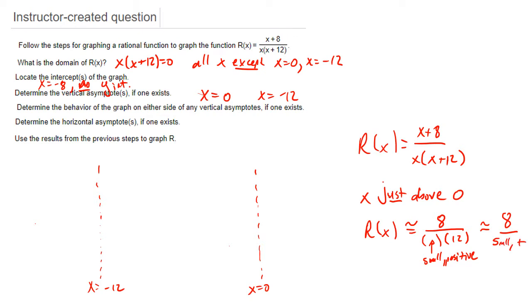But it's still positive. I have a positive number times 12. And 8 divided by something very small will be very big. But 8 divided by a positive number is positive. So overall, when x is just a little bit bigger than 0, r of x is big and positive. So it goes up to the right of this vertical asymptote. Let's see how that changes if I plug in something just below 0. I'm going to erase much of this work.